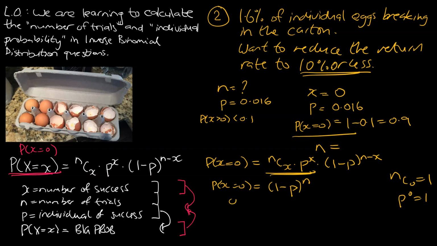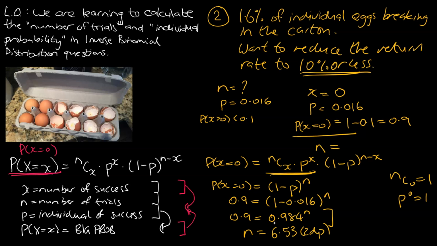So the probability of x being equal to 0 is going to be 90%. And then we're going to go 1 minus 0.016 to the power of n. So that means 0.9 is equal to 0.984 to the power of n. And we can use our graphics calculator; remember to watch the graphics calculator video for the trick that will help with that question. That means our n value, once we've got that from the calculator, is 6.53, and I've rounded that to 2 decimal points.